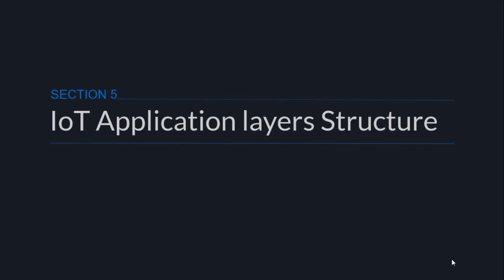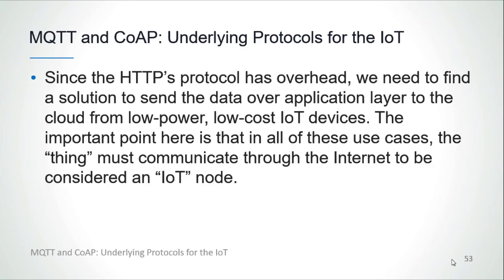Okay, section 5, the IoT application layers and structure. I'm talking about the different application protocols and the data structure for the IoT application. MQTT and CoAP are the underlying protocols for the IoT. Since the HTTP protocol has overhead, we need to find a solution to send the data over the application layer to the cloud from the low power, low cost IoT devices.